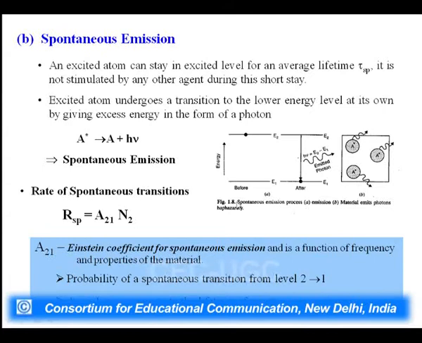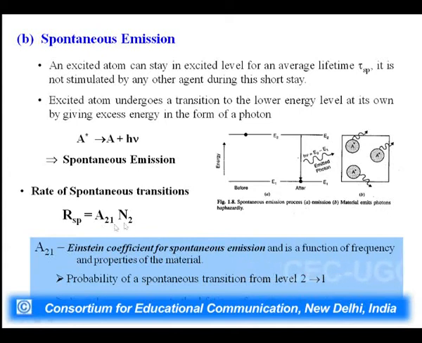Rate of spontaneous transition is defined as RSP. Here one term is missing, which is rho nu, because we are not giving any extra energy to make the electron jump from the higher state to the lower state. It comes automatically from the higher state to the lower state.